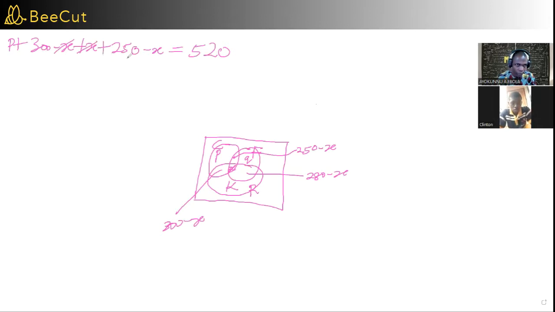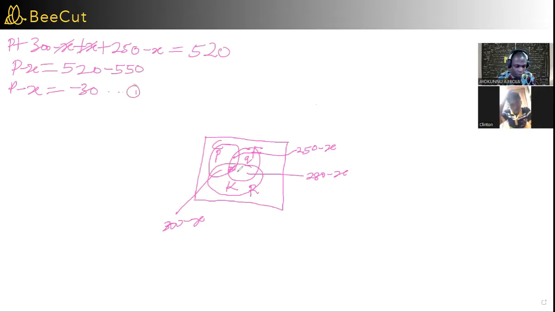Then I can say I have P minus X here. So P minus X equal to 520 that is outside, minus addition of the 300 and the 250, which is 550. So with this, I can say P minus X equal to what is 520 minus 550? That is negative 30. So this is my first equation. We can tag this equation 1.